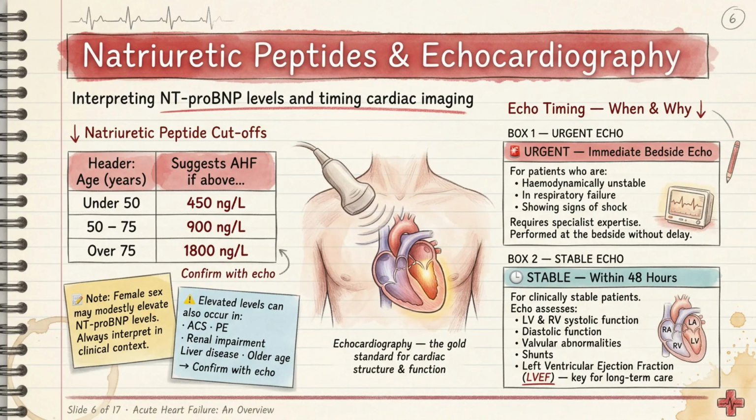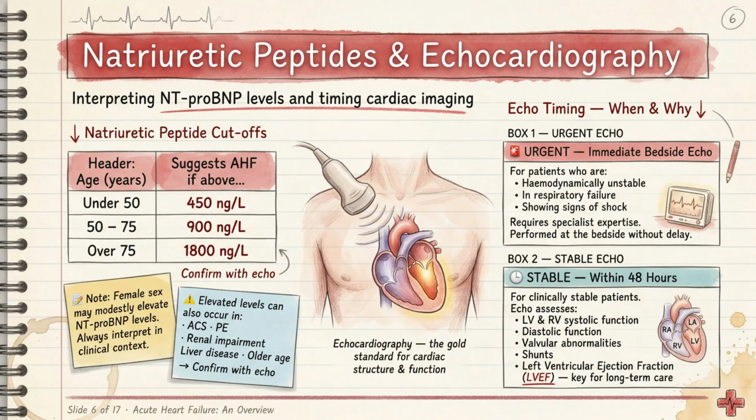For NT-proBNP, we use age-adjusted cutoffs. Under 50 years old, above 450 nanograms per liter suggests AHF. Between 50 and 75, above 900. And over 75, the threshold is 1,800 nanograms per liter. A caution worth noting, female sex may modestly elevate NT-proBNP levels, and elevated levels can also occur in ACS, pulmonary embolism, renal impairment, liver disease, and simply with older age. Always, always interpret in clinical context.